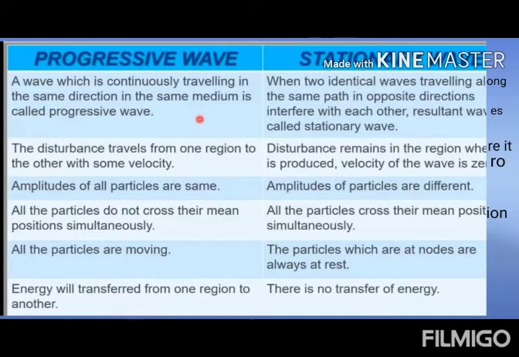But in the stationary wave, all the particles except nodes are moving. Means the particles which are present at node positions are always at rest. Now the last point, in the progressive wave, you may write about the energy. Energy will be transferred from one region to another, while in stationary wave, there is no transfer of energy.